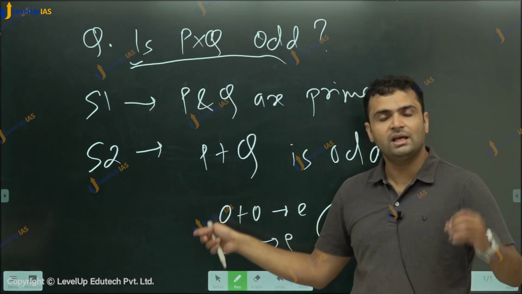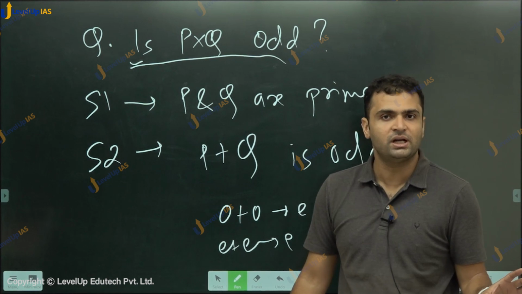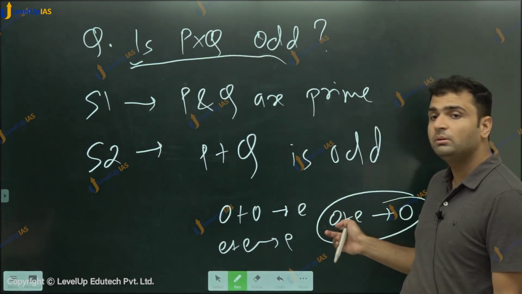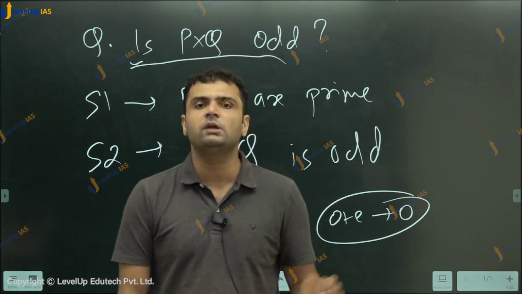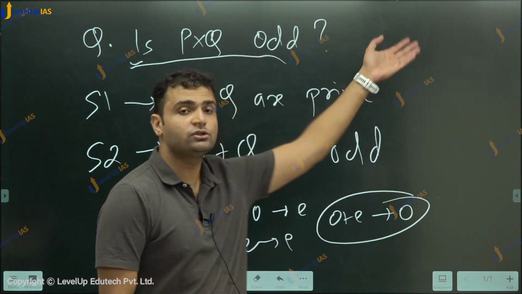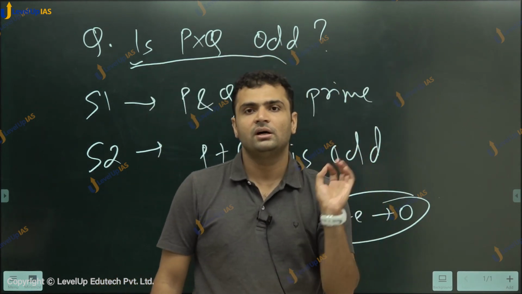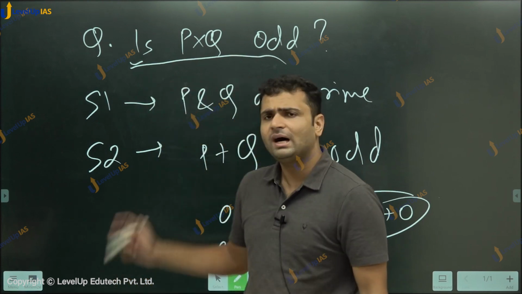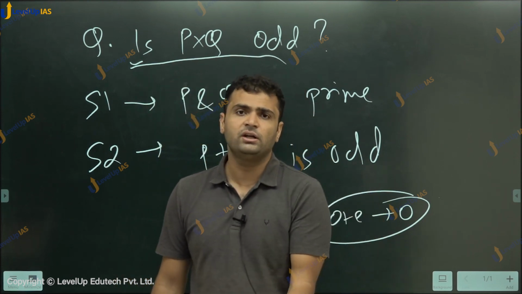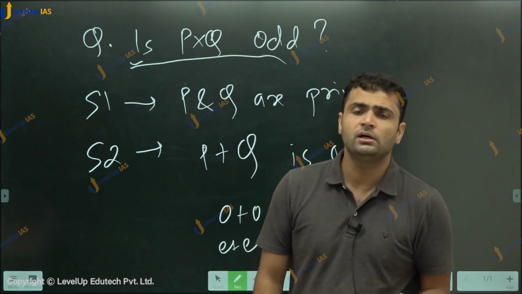But here we are saying that it doesn't matter what numbers P and Q are. If one of them is odd and one of them is even, then the product will have to be even. It will not be odd. So the answer to this question is no. We have definitely answered it. The answer was no, but we have answered it definitively. That was the point I made earlier. The answer can be affirmative or negative.